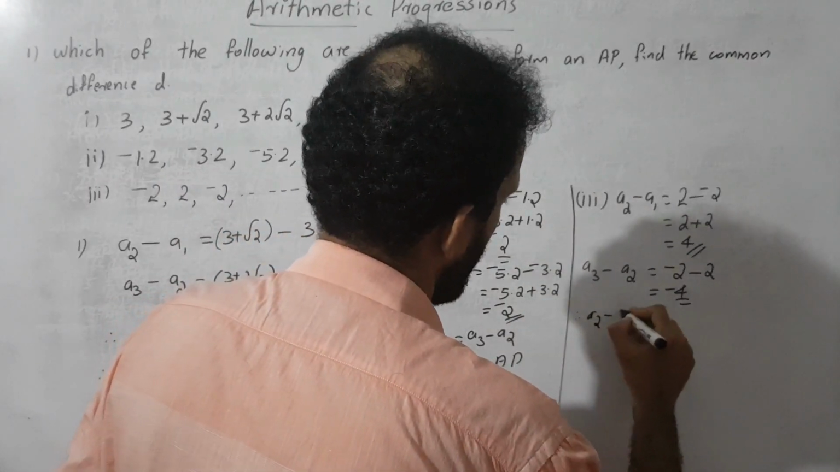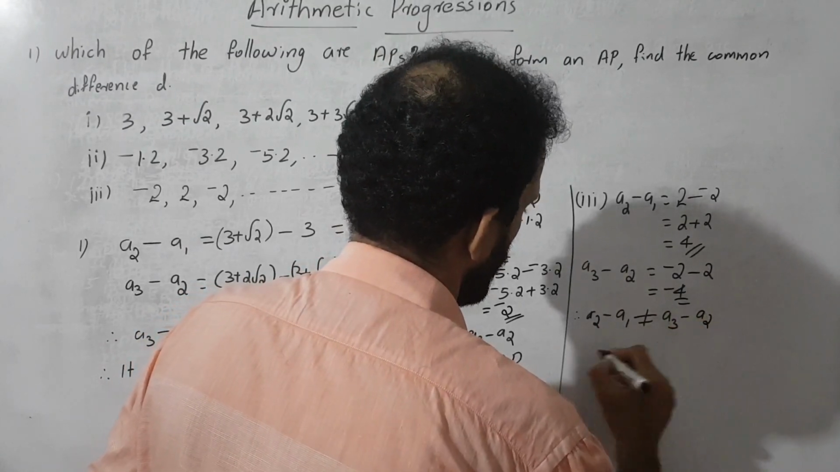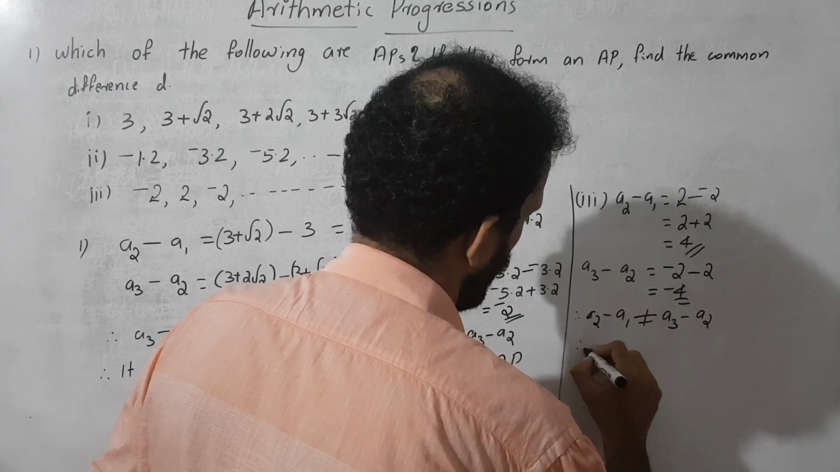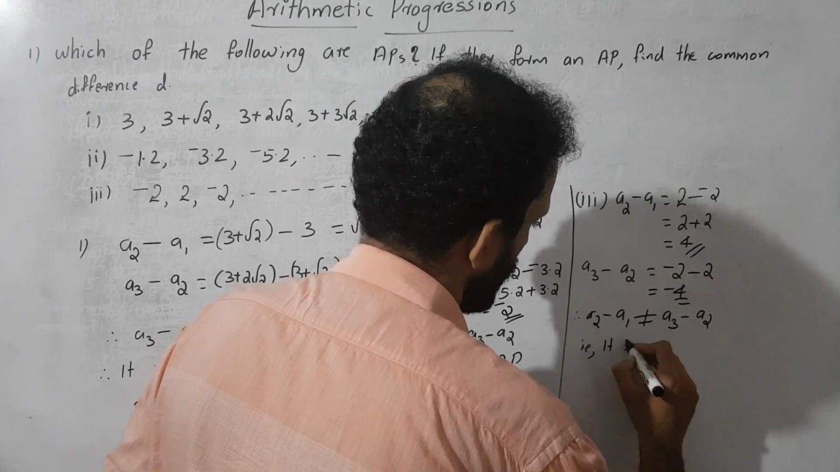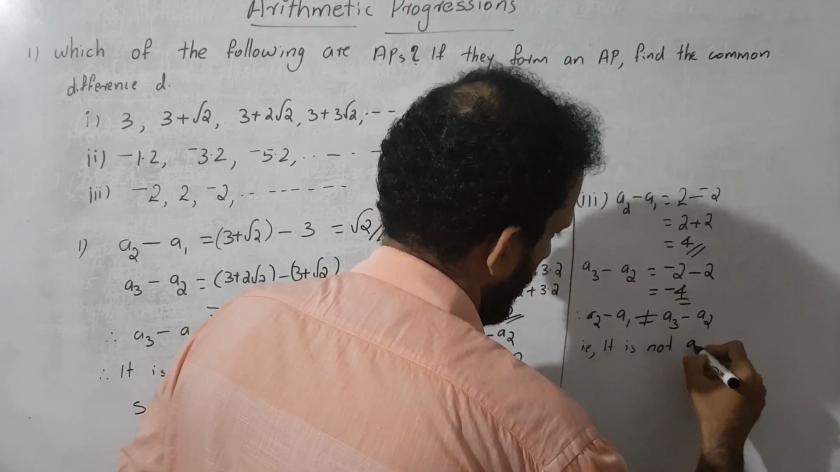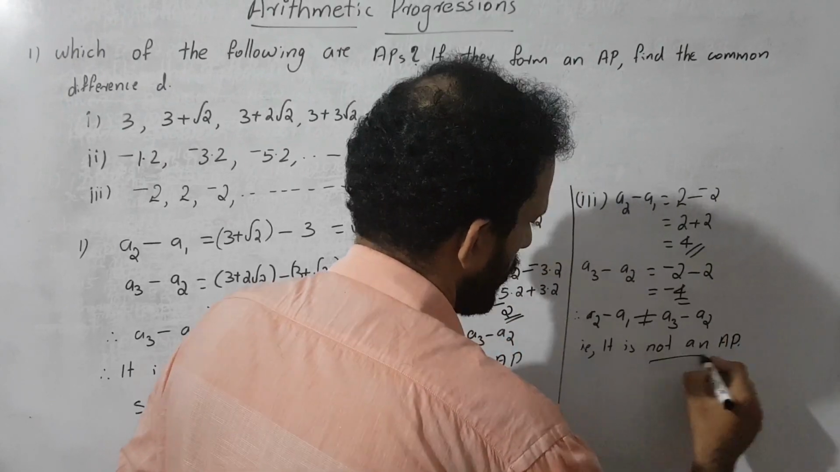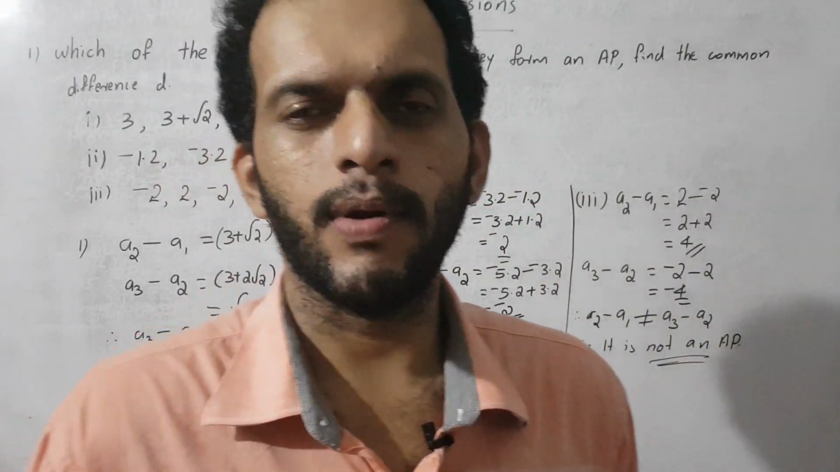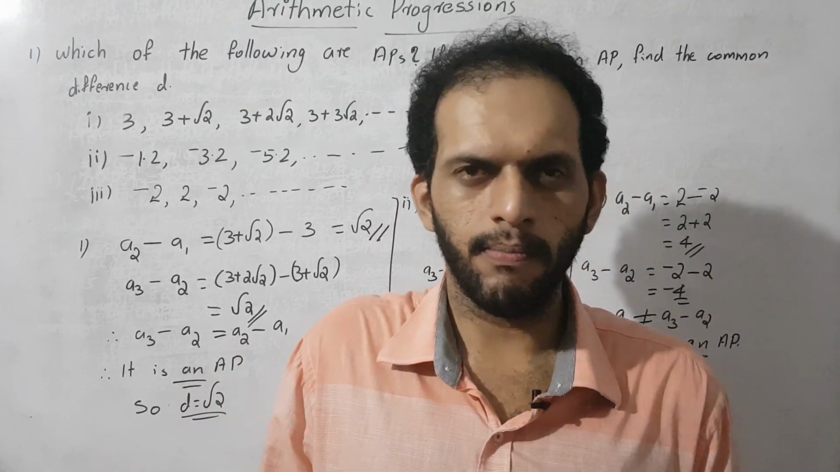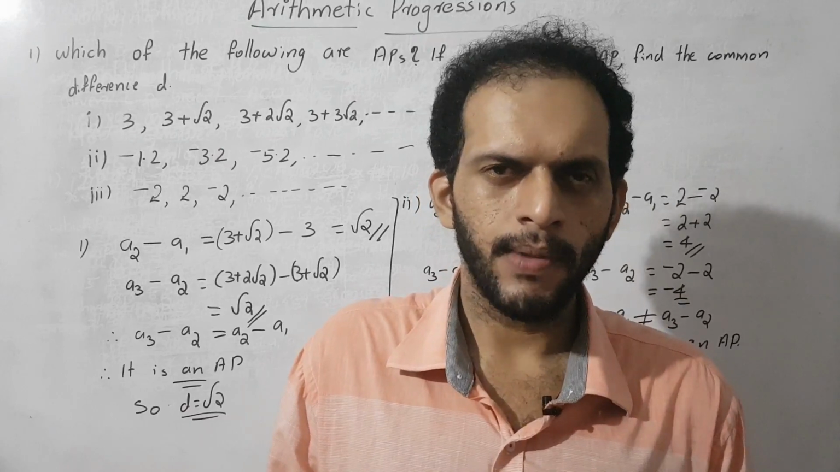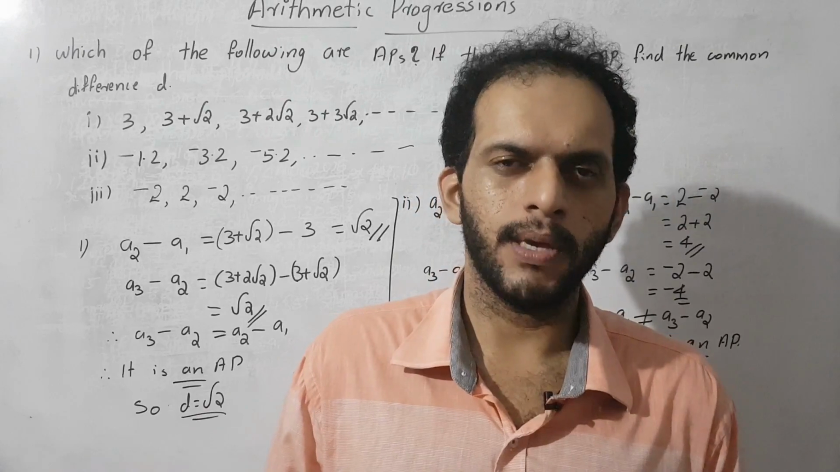Therefore, A2 minus A1 is not equal to A3 minus A2, therefore it is not an AP. Correct? It is not an AP, which means it does not have a common difference. Here it is not possible to write the value of D. Why? Because it is not an AP. Okay, I think you got the idea of how to check whether the given sequence is an AP or not.